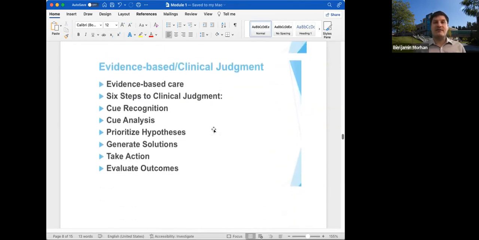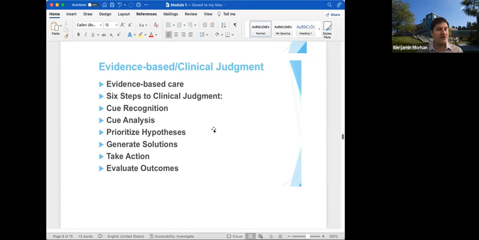And now we have the concept of evidence-based practice. So just remember, it is the best evidence based on research for the best patient outcomes. And now we utilize the clinical judgment model. So that is composed of 6 steps: cue recognition, analysis, we prioritize, we generate solutions, we take actions, and we evaluate outcomes.